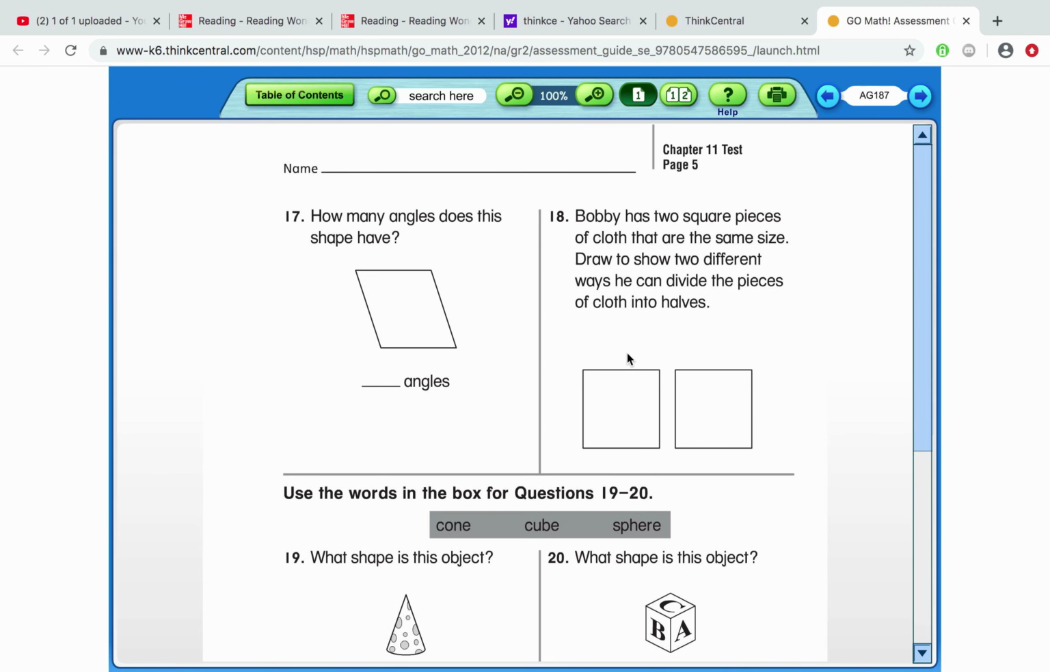All right, number 17. How many angles does this shape have? Look for the vertices and then inside. 1, 2, 3, 4. Your answer is 4. There are 4 angles in that shape.